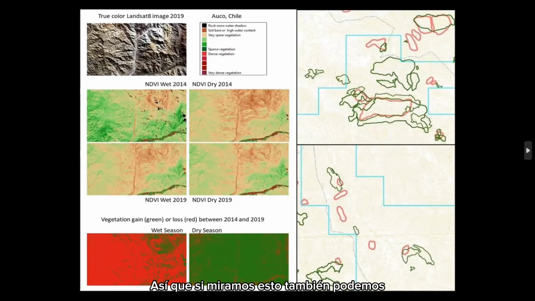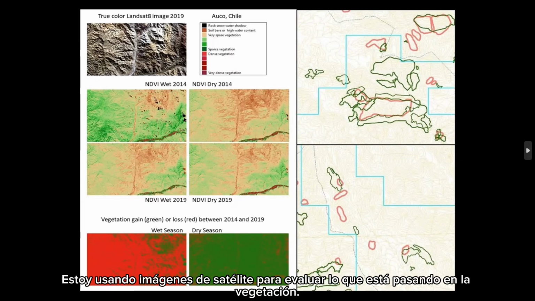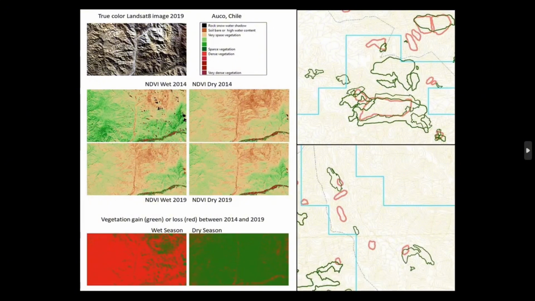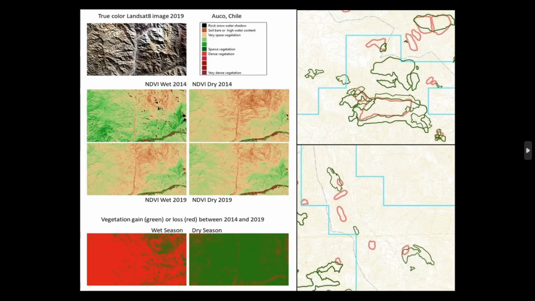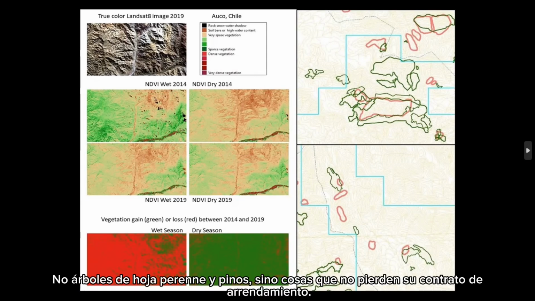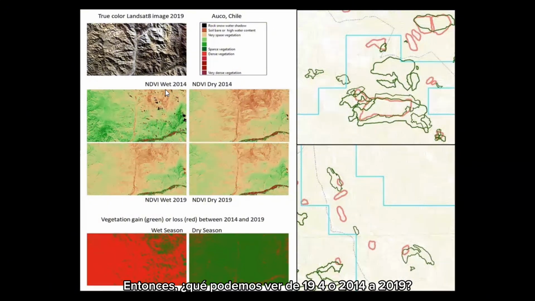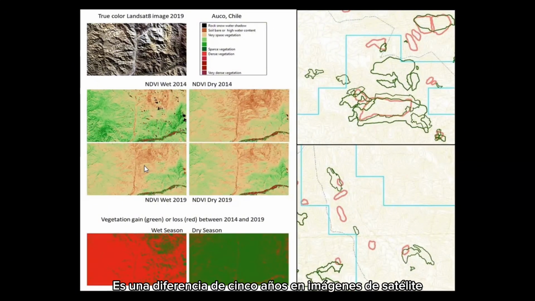So if we look at this, here's another technique we use. I'm using satellite images to assess what's going on in the vegetation. During the wet season, we're looking at grass growth. And during the dry season, we're looking at the evergreen stuff that's green year round, not evergreens as in pine trees, but stuff that doesn't lose its leaves. So what we can see from 2014 to 2019, it's a 5-year difference. The satellite images are taken about the same time.